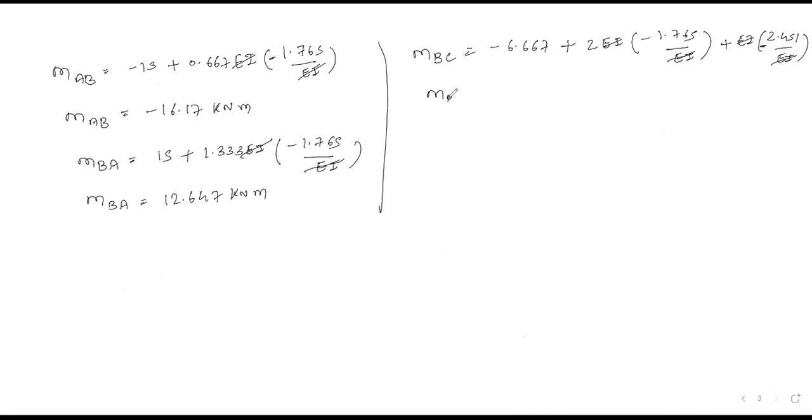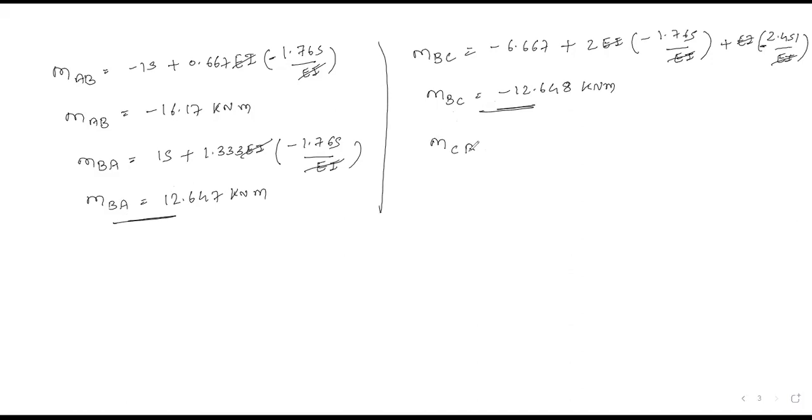So MBC is nothing but 2 into 1.765 plus 2.451 plus 6.667. So we will get minus 12.648. I hope it is clear to all of you. Minus 12.648 kilonewton meter. Just see here, MBA and MBC are equal and opposite. This is your verification of the example, whether your calculations are correct or not.